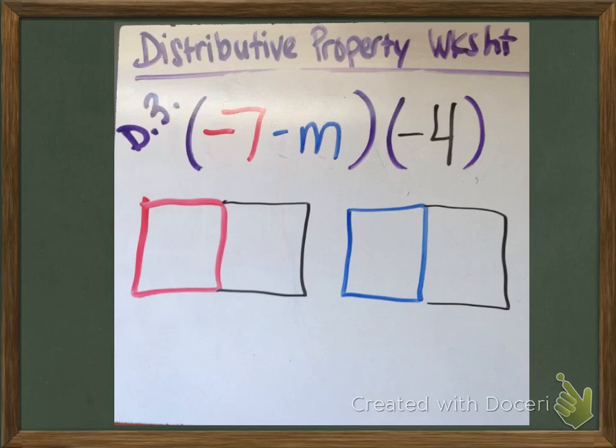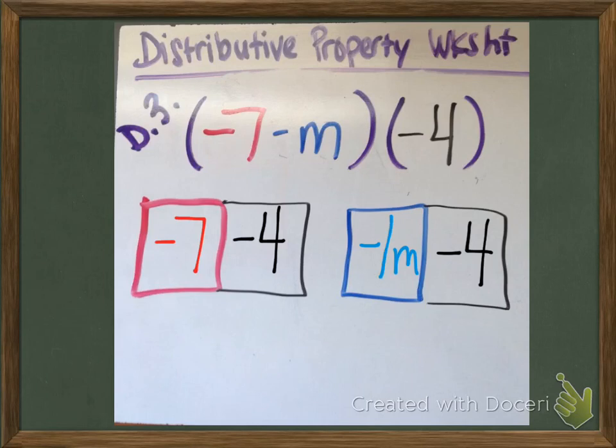Try D3. A quantity of negative 7 minus m times the quantity of negative 4. Again, negative 4 is what you're going to share, so that is the black one, and that is in the black boxes. So first bring down your negative 4. Then bring down your negative 7. And finally, your negative m. There's no number there in front of the letter, so you know that that's a negative 1m.